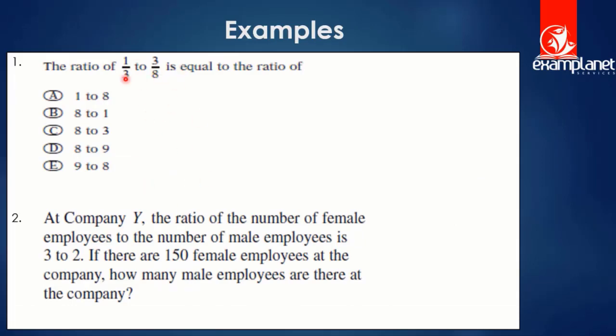Alright, so number 1, the ratio of 1/3 to 3/8 is equal to the ratio of what here? If you remember from the example I did the other time, you can try this now. They want to express this ratio in integers instead of fractions. So 1/3 ratio 3/8, that's what the question is asking you. So it's equal to the ratio of what among these options? So let's see the solution to this.